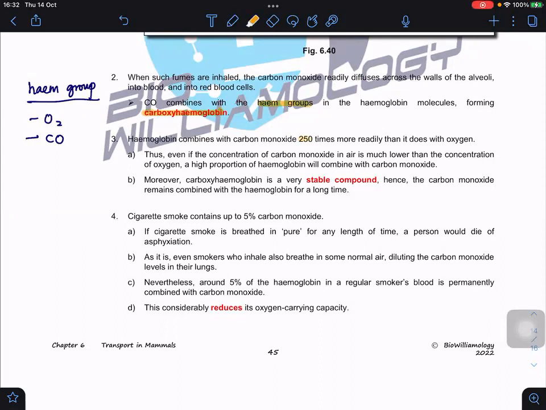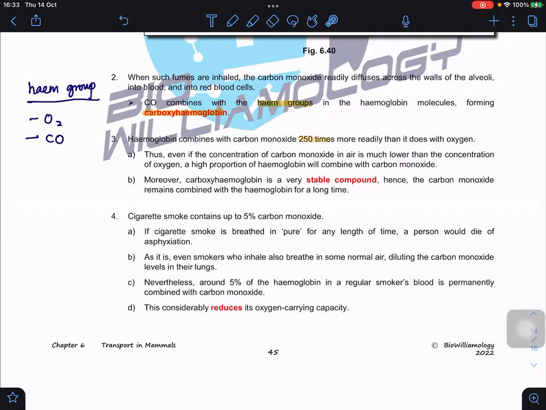So how many times? About 250 times more readily compared to oxygen. It means that if you have 250 molecules of oxygen, maybe hemoglobin will bind to one of them. But if you have one molecule of carbon monoxide, hemoglobin will bind to this carbon monoxide because it has a higher affinity. So even if the concentration of carbon monoxide is much lower than the concentration of oxygen, a high proportion of hemoglobin will still combine with the carbon monoxide.